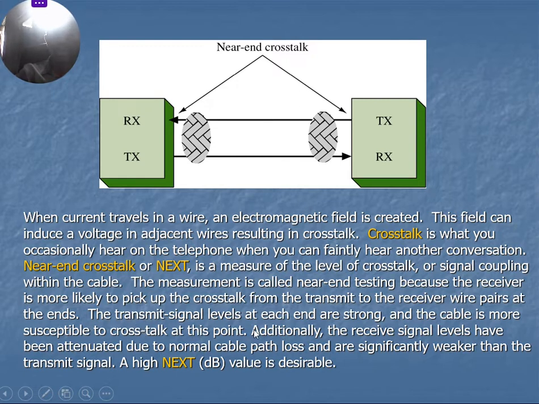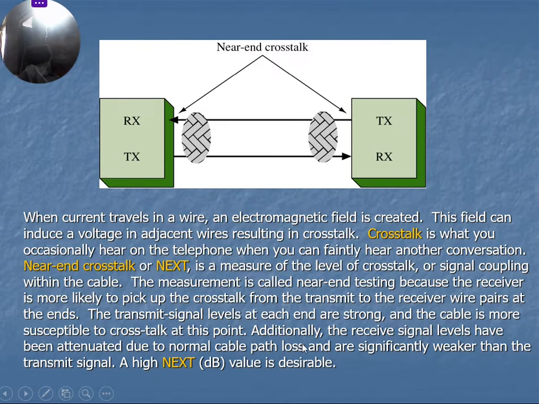Now the transmit signal level at each end is strong. So when you are transmitting, the signal level is very strong here, but when it gets here, it has gradually faded, maybe due to crosstalk, due to attenuation, or what you call the insertion loss, and so on. So many factors affect the signal, but at the transmit side, these signals are very strong, and the cable is more susceptible to crosstalk at this point. So the cable can be fed with crosstalk.